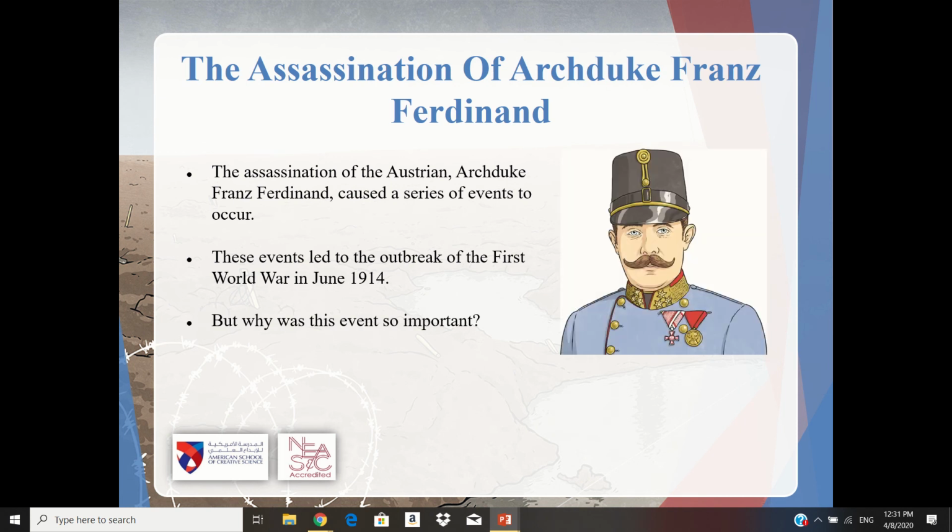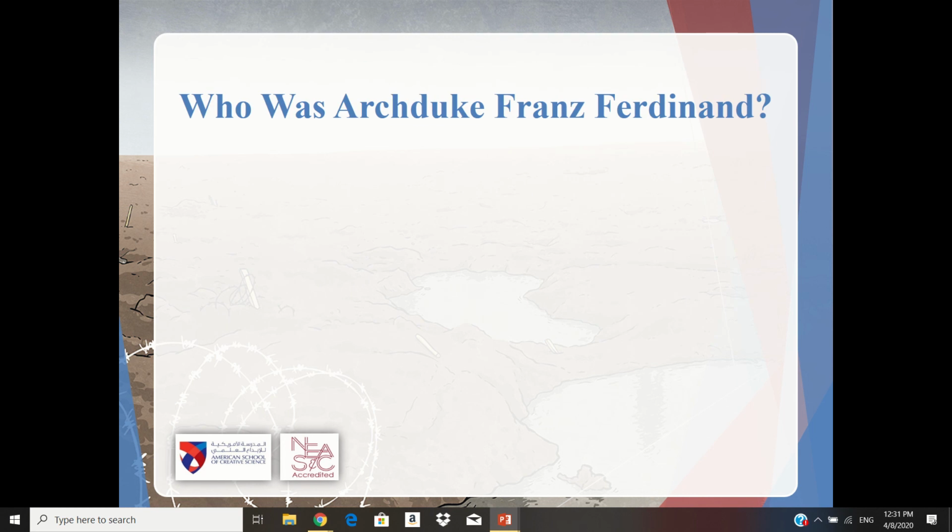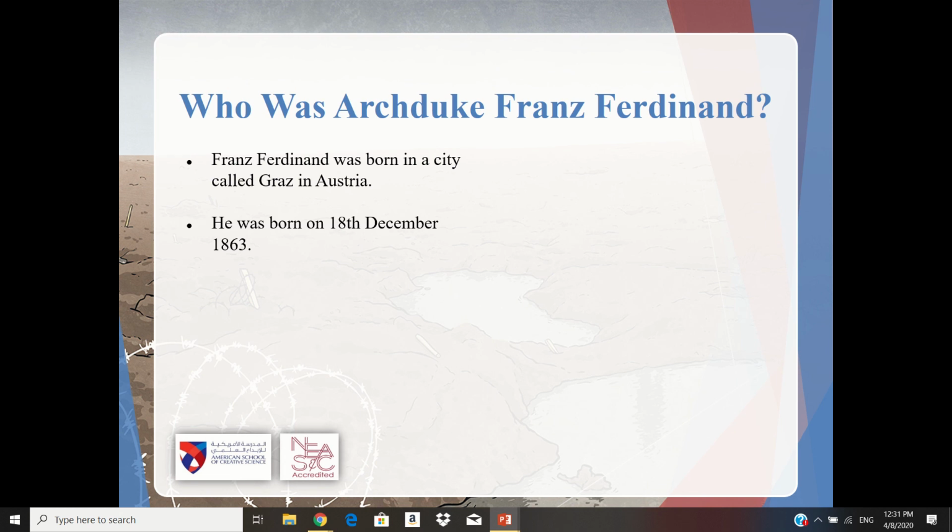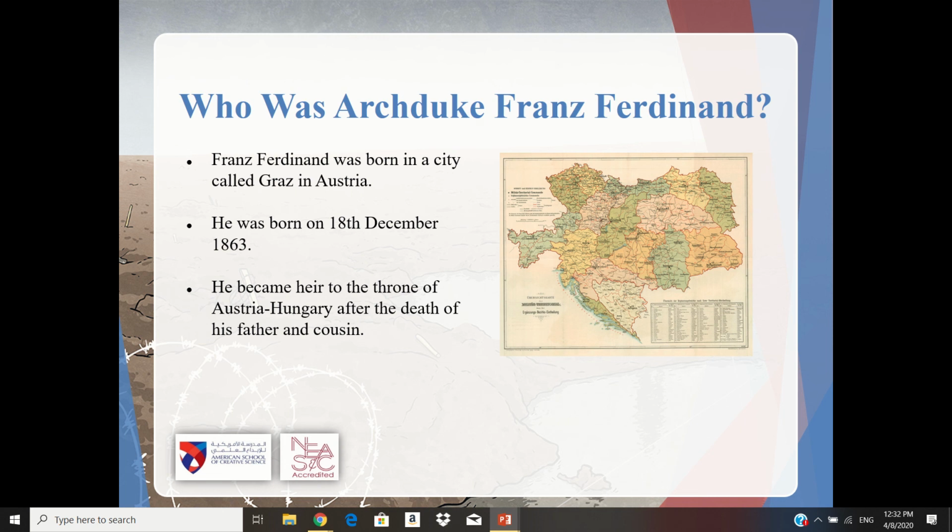This is a picture of the Archduke Franz Ferdinand. Who was he? He was born in a city called Graz in Austria. He was born on 18th of December 1863, and he became the heir to the throne of Austria-Hungary after the death of his father and cousin. And this is a picture of Austria.